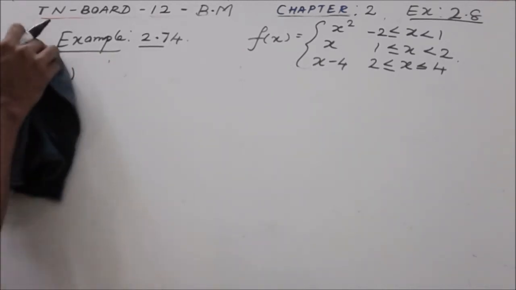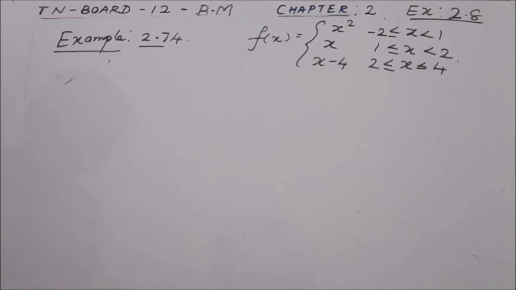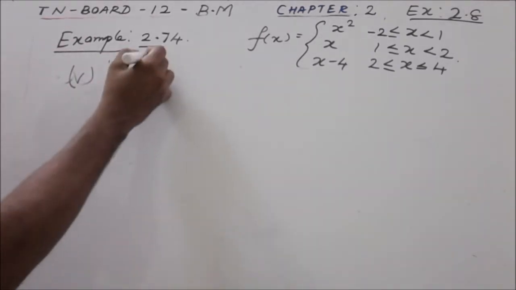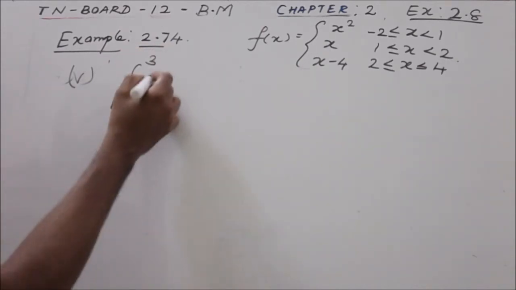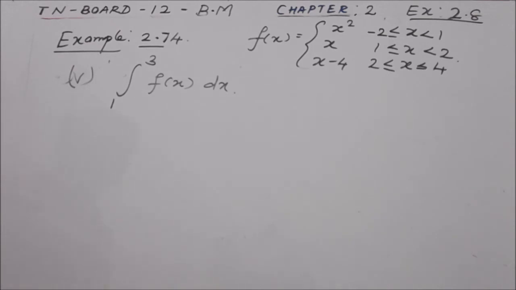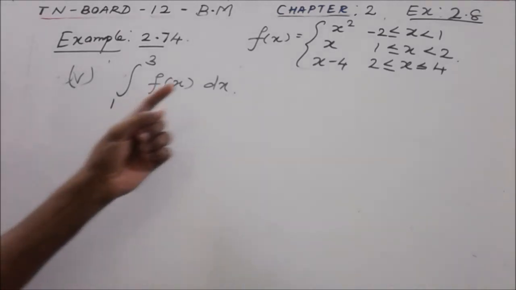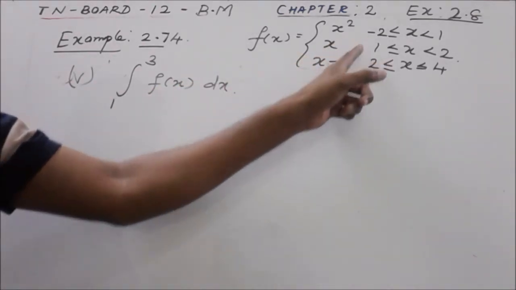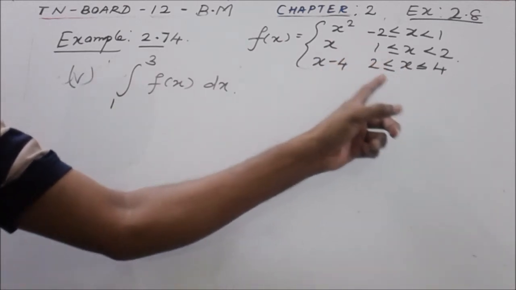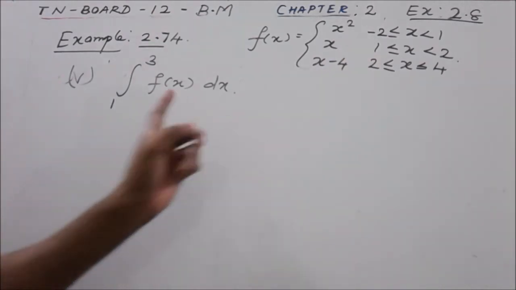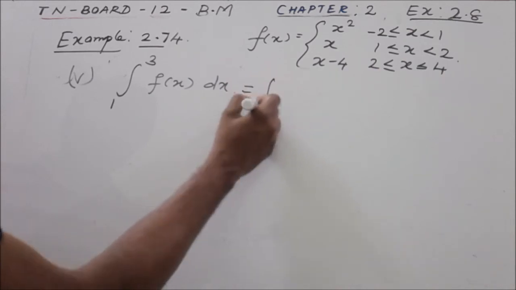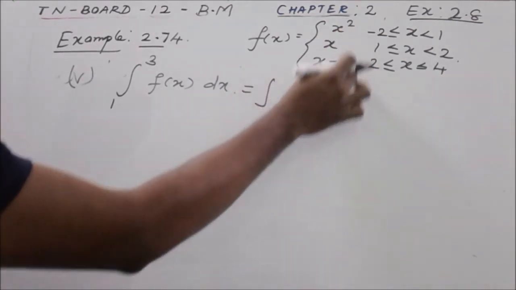Integral 1 to 3 f of x dx. Here 1 to 3 is given. So 1 to 3 means that involved in these two functions. Starts at 1 here, ends at 3, in the middle of 2 and 4. So these two functions are involved in this integral. So we can split the given integral into two integral functions according to the limits.